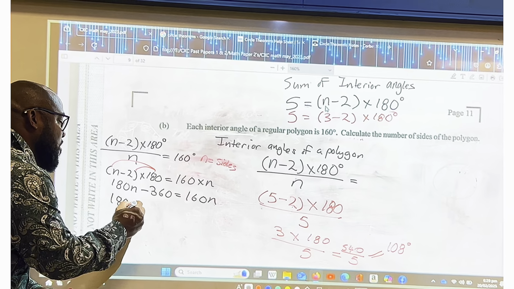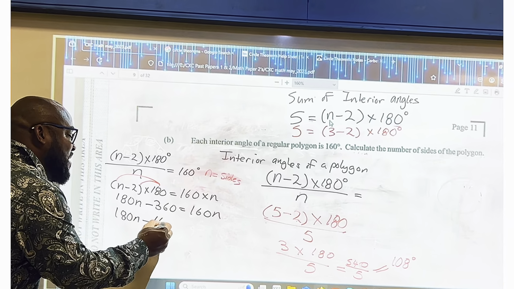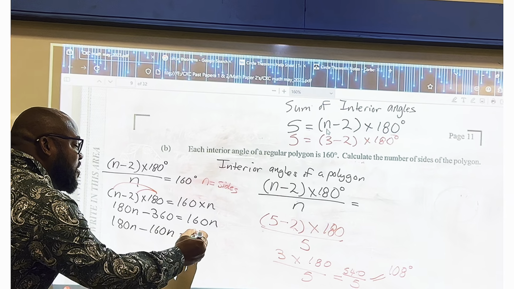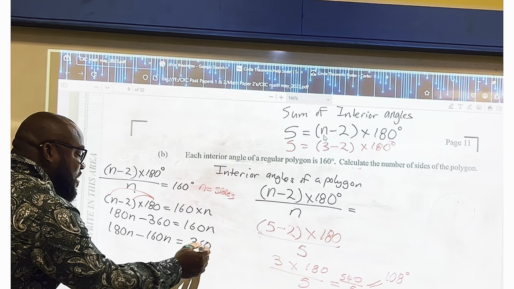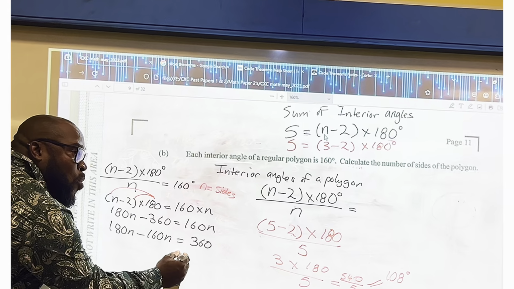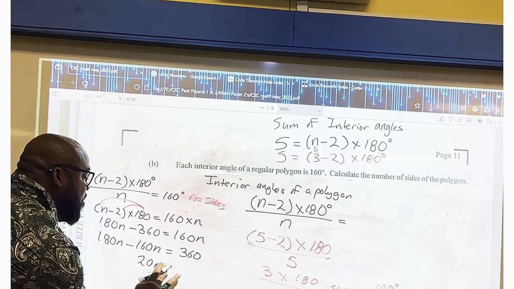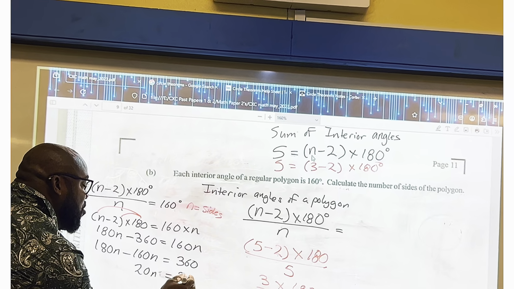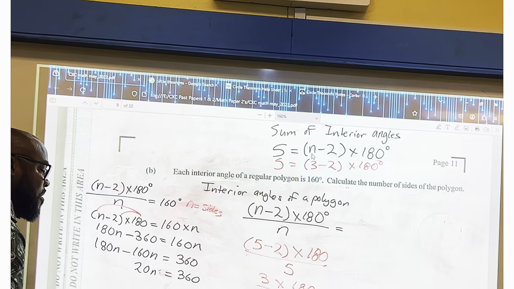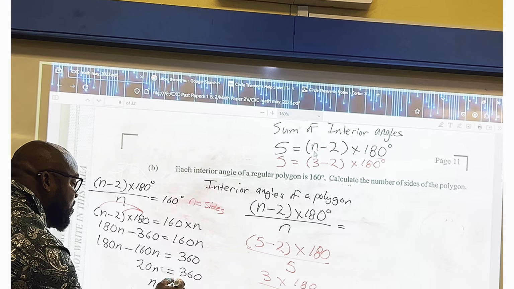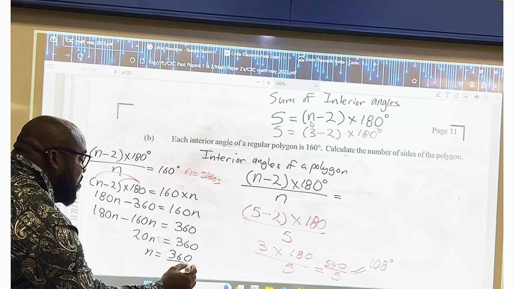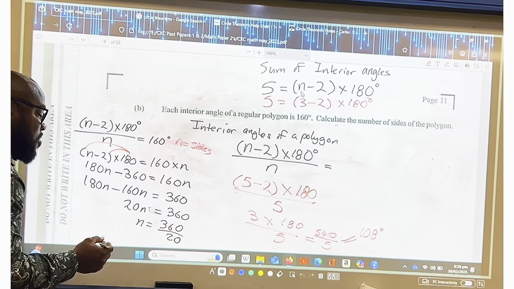180n minus 160n equals 360. Which gives you what now? 20n. And n equals 360 divided by 20. Good.